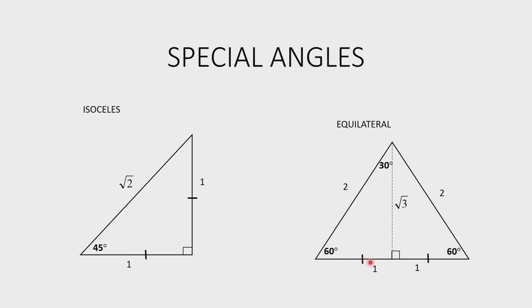Again, I have chosen to give them the values of 1 and 1. I could also give them the values of 2 and 2 or 3 and 3, as long as they are equal. Then the sum of these two will give me the other side. If it is 3 and 3, that will be 6. And again, I use the theorem of Pythagoras to calculate the other side of the right angle triangle. So I have two right angle triangles again, giving me the 30 degrees and the 60 degrees, and those values which I use when I work with special angles.